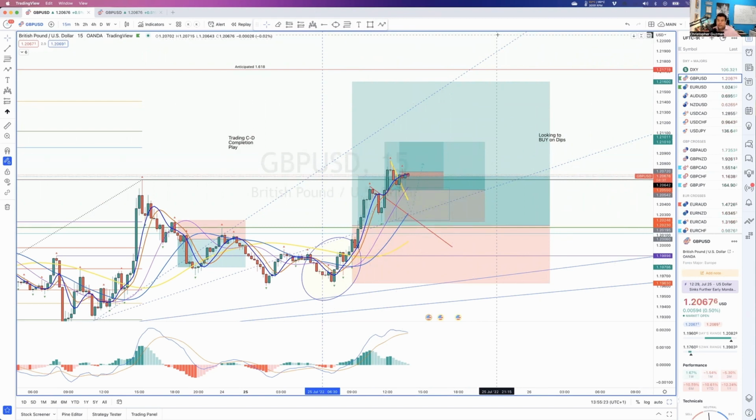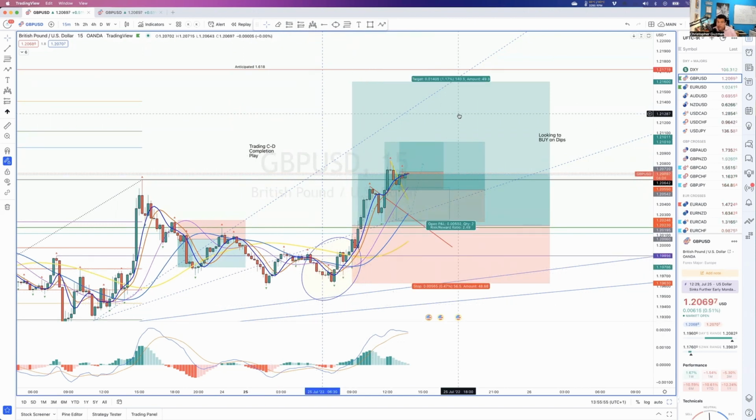I put those targets there so you see what you can be shooting for in the event that you are such a trader where you're more scalping than anything else and not really looking to see through the C to D completion play. But for those of you who have taken the Ultimate Forex Trading course, you know all about what the C to D completion play is. This is a live, real-time example of exactly that strategy playing out.